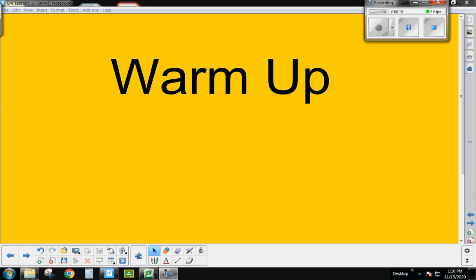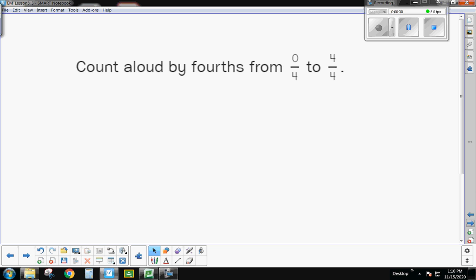If you have a piece of paper or a dry erase marker, I'm going to have you skip count, but I would like for you to write the numbers on your paper or on your whiteboard as you go. I want you to count aloud by fourths, from 0/4 to 1/4. So let's count together and write them out.